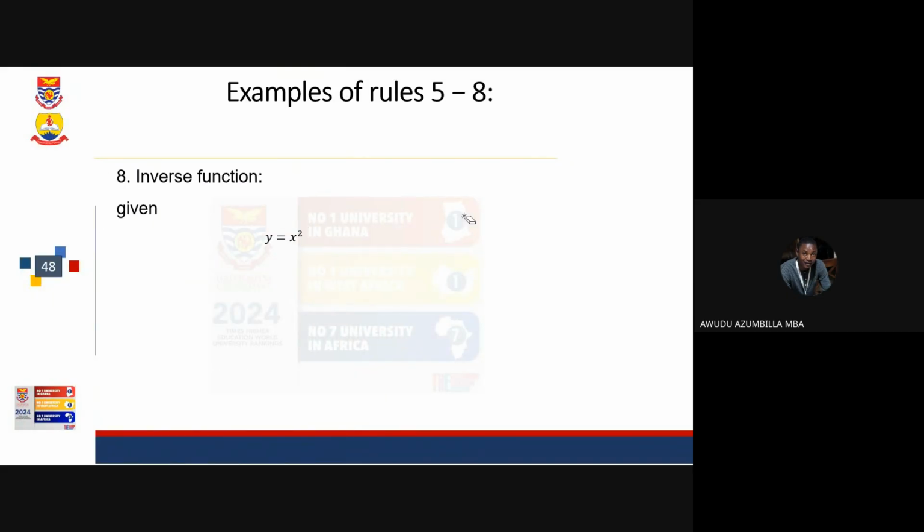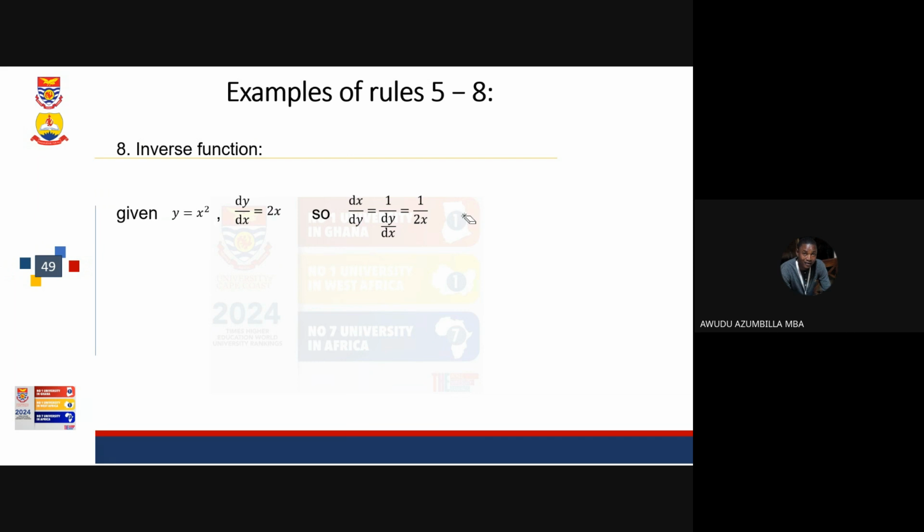Then this one is also the inverse rule. Here you have to differentiate the function and take the inverse of the function. So here we differentiate y over x, which is going to give you 2x. Remember, any number standing alone is over 1. You take the inverse of this, and you are going to get 1 over 2x. This is all about the index, so there's nothing to worry about.